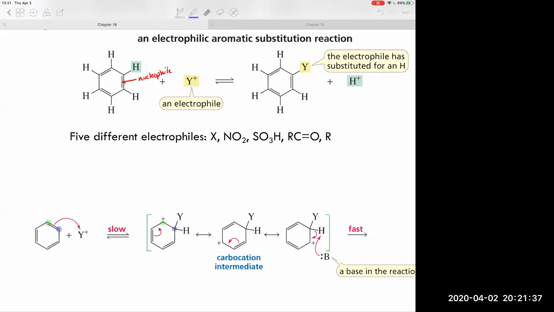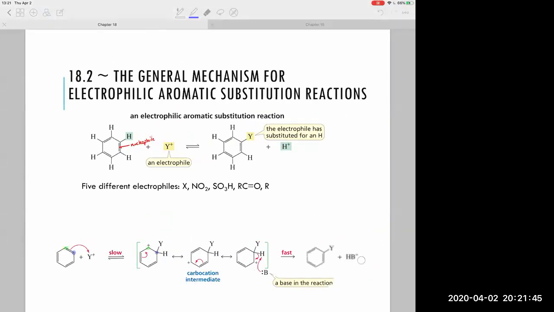All right, so it's a substitution. Really, you can think about it as an addition followed by an elimination, right? And again, just make sure you're keeping track of where that hydrogen's actually going to be removed from. It's going to be removed from the carbon that has formed that bond with the electrophile.